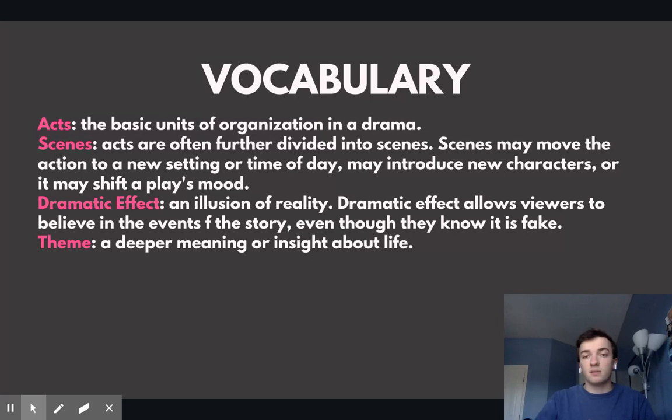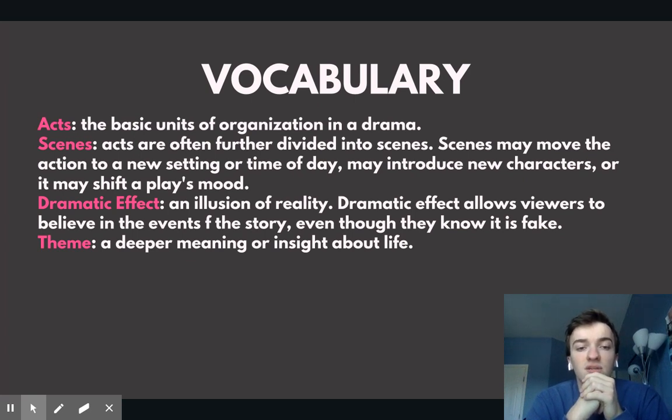Maybe in the start of one of the acts, the first scene sees Romeo. And the second scene sees Juliet doing her thing. And then the third scene sees them together. So basically, the scenes just shift the location, shift the characters that are involved, so that the play can continue moving forward.